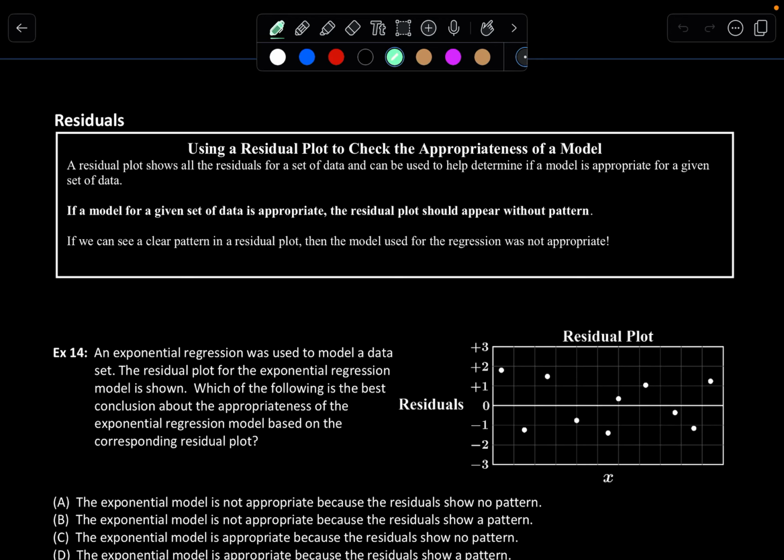So this is another topic in Unit 8 for logarithms, and it's residuals. So we've talked about residuals in previous units, and we can think of it as error, or a more definitive definition is that it's the difference between the actual value and the predicted value.